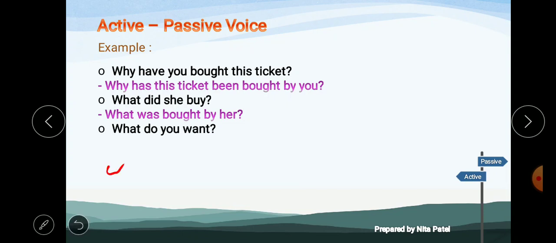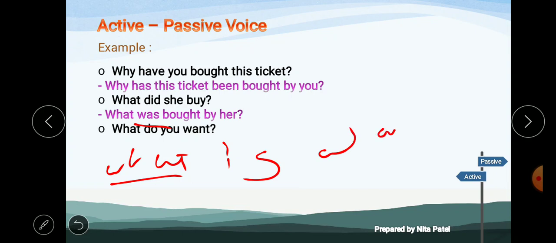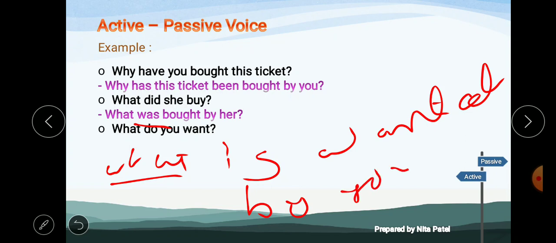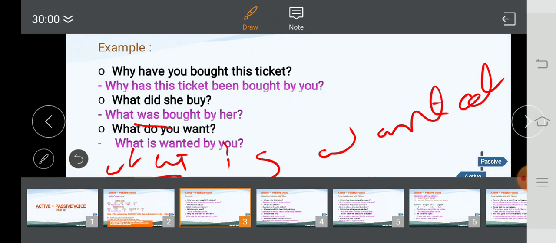What do you want? Okay, so again we will put "what". Now as we have written "was" earlier, that means we had considered the object as third person singular, but here we'll go with the third person singular only. So what is, now our main verb will convert into the third form. What is wanted by you? Let's see the answer. Yes, what is wanted by you?